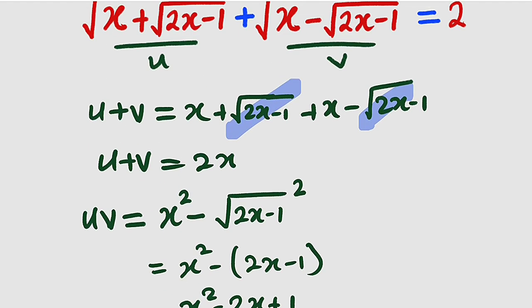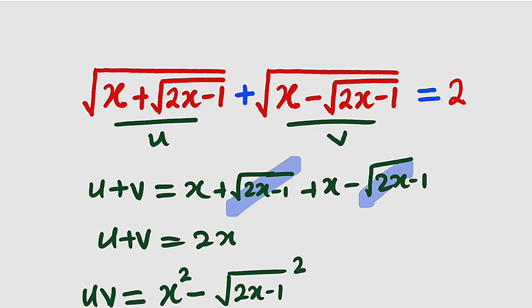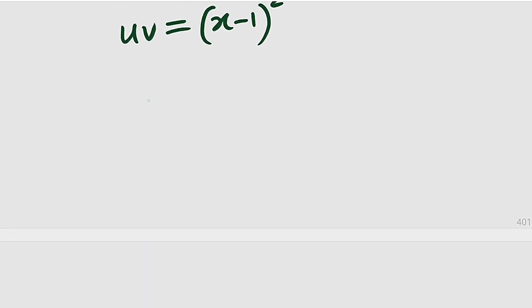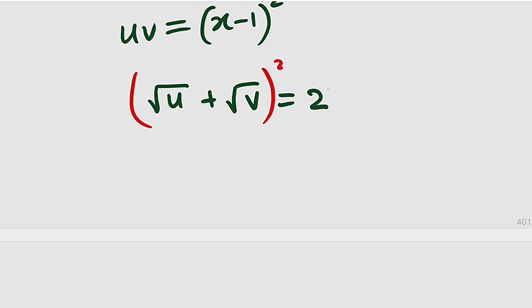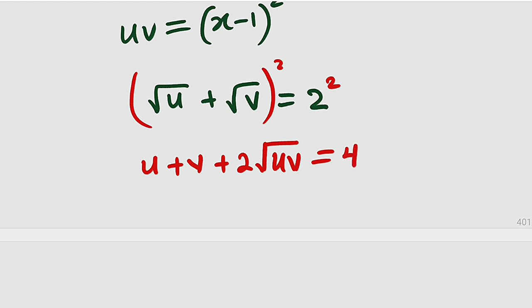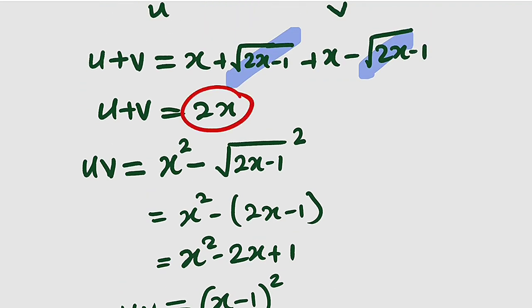So now let us back substitute. So we have square root of u plus square root of v equal to 2. Let us square both sides. We square this. We square this. First term squared, that will be u, plus second term squared, that will be v, plus 2 multiplied by this multiplied by this. If you multiply the two radicals, you will have square root of uv, and this is equal to 4. But what can you remember? u plus v is nothing but 2x. You can see that here.